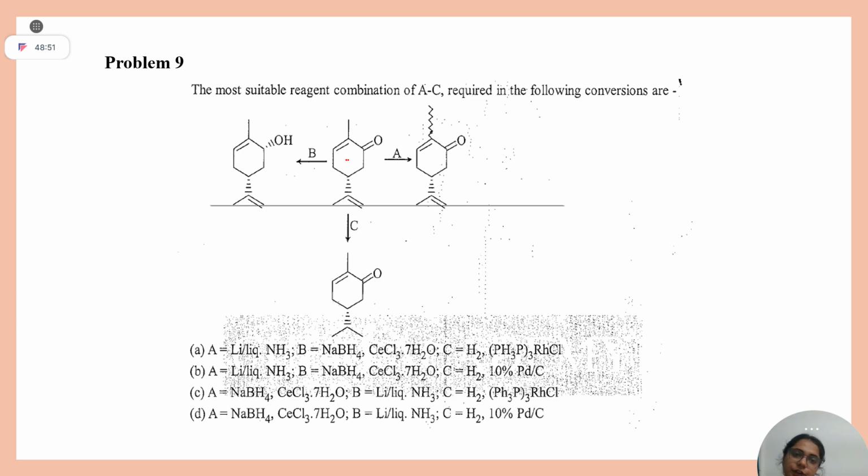See, here you are having an enone and selectively you are getting allylic alcohol. So one thing is clear, B is your Luche's reagent. So which option has B as Luche's reagent? A and B. So delete options C and D. One thing is clear. Now let's come to C. You know that this is your isolated olefin and this is your enone. So obviously in the presence of Wilkinson catalyst, it will reduce this double bond and you will be getting this. So the correct answer is option number A. Does this make sense? Clear how I have approached this problem?